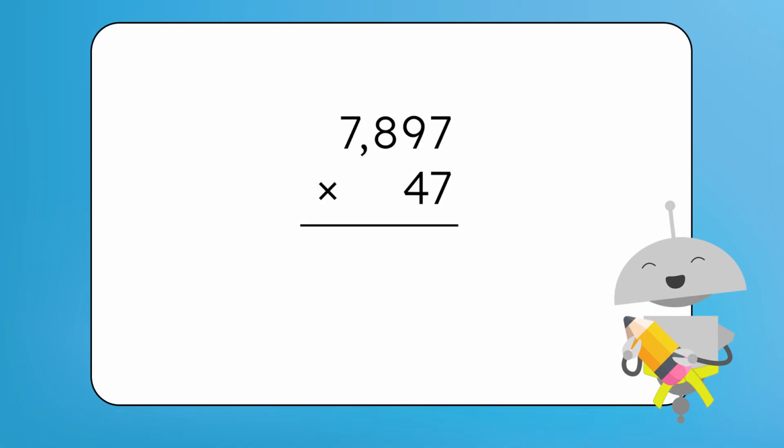She lined up the digits by place value and started multiplying in the ones place. 7 times 7 is 49, but we can't have 49 in the ones place. So what can we do? Record a 9 and regroup 4 tens. Now we multiply our 7 ones by the 9 in the tens place. 7 times 9 is 63.